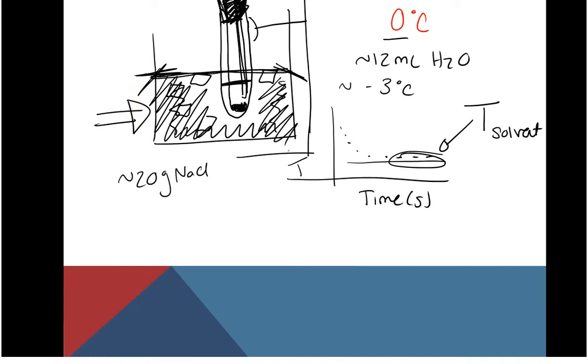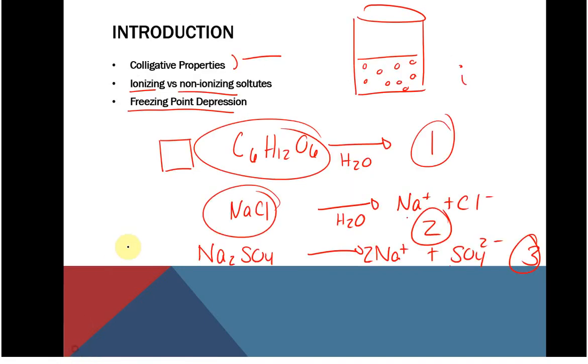Now, you're going to be doing the next part of the experiment both with a non-ionizing and with an ionizing solute. The idea is non-ionizing is something like glucose, which is going to have a Van't Hoff factor of 1. Ionizing is either going to be 2 or 3. Ask your lab instructor which one you're going to be using this week. Usually they go with the 2, but you really just want to make sure you know what number to use.